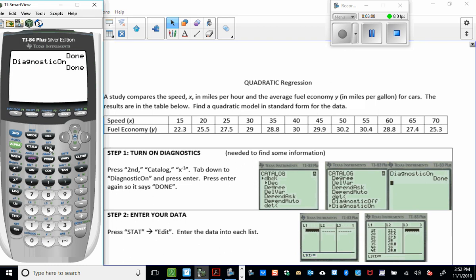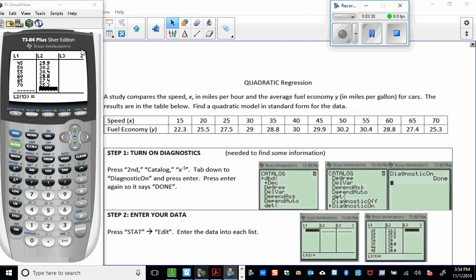Now I'm going to go to Stat and Edit. Push Enter for Edit. You should see like a T-table that doesn't have any numbers in it yet. And what we're going to do is we're going to put these numbers into the T-table. So these are going to be all the X's, and these will be all the Y's. So these numbers, 15, 20, 25, they go in L1. And all the others go in L2. I'm going to pause the video while I do that. Please, you should also type those into your calculator to practice.